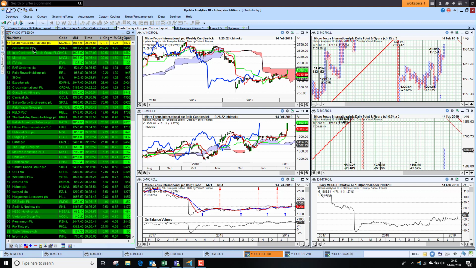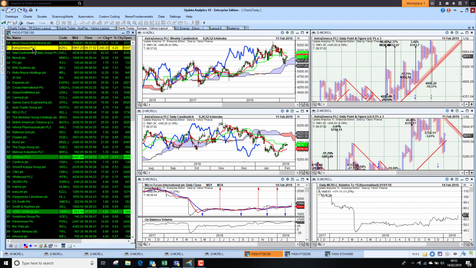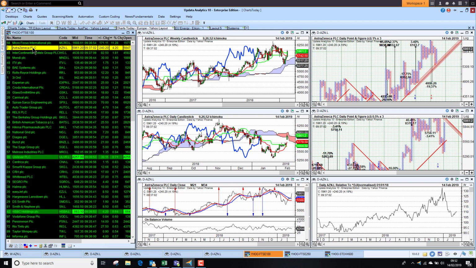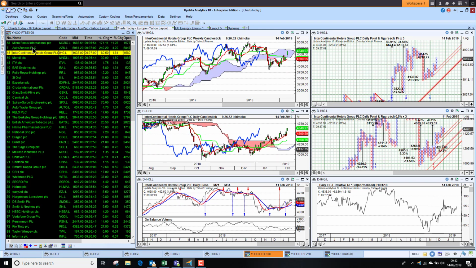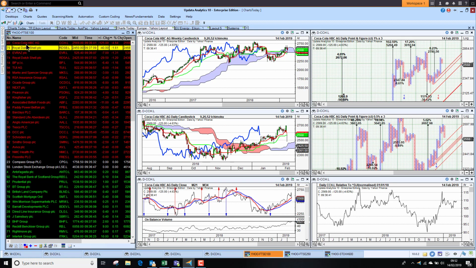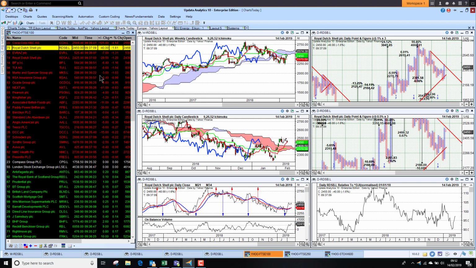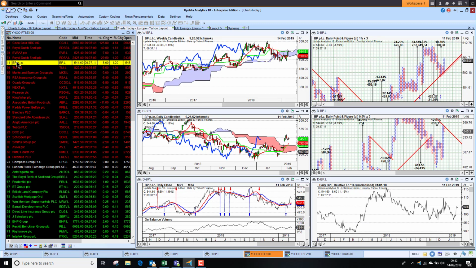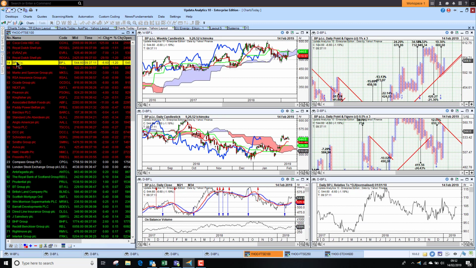And here we see the live prices coming in for the UK stocks, and AstraZeneca up 4%, InterContinental Hotels Group up nearly 2%. So some quite good performances there in the UK this morning. Coca-Cola, the laggard, down 4%, and Shell down 1.6%.